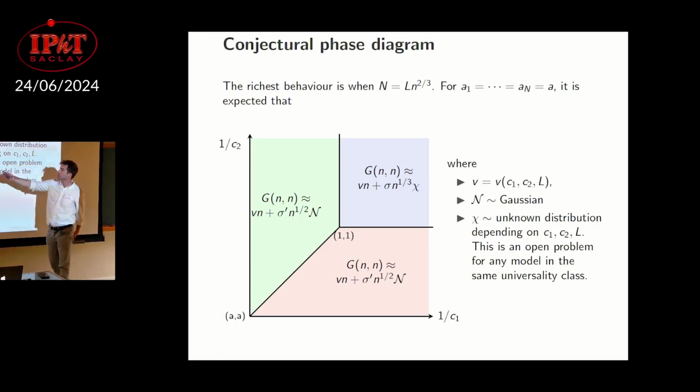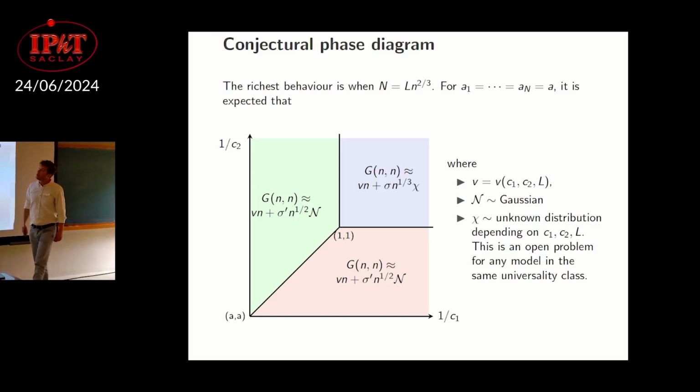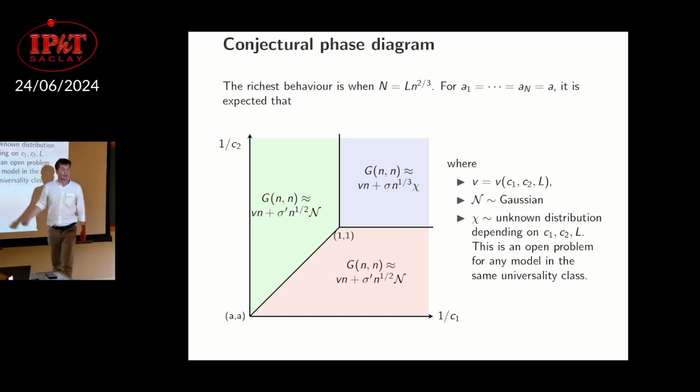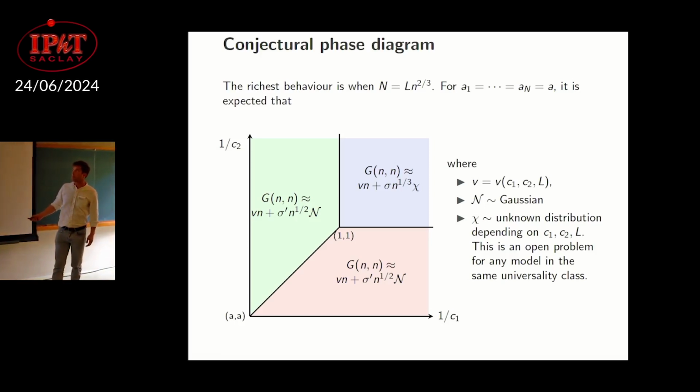And each time in front of the fluctuations, we have n times some velocity, which depends on C1, C2, and L. And this is the only thing that can actually be computed rigorously for this model so far.